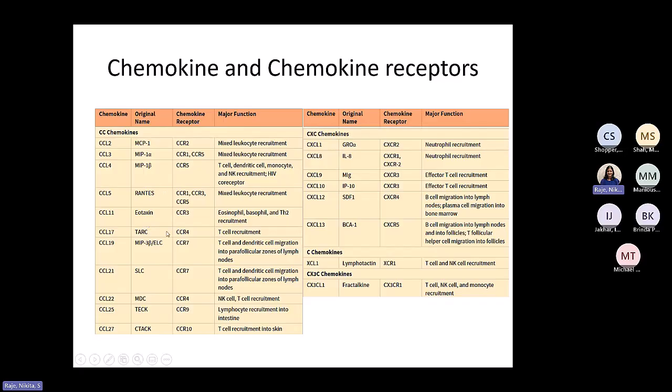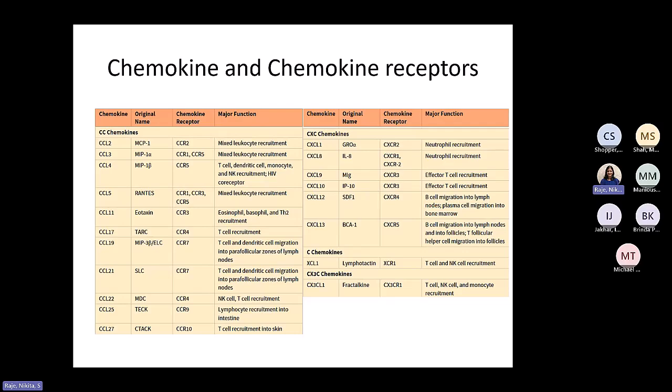I'll point out some of the important ones, such as CCL2, that's important for monocytes. It does say it helps with mixed leukocyte recruitment. Same for CCL3, CCL5 and 11 and 17. These are important for allergic processes, so allergic cells. Eotaxin is CCL11 for eosinophil, basophil, and Th2 recruitment. CCL17 is known as TARC, and CCL5 is known as RANTES. What is RANTES?